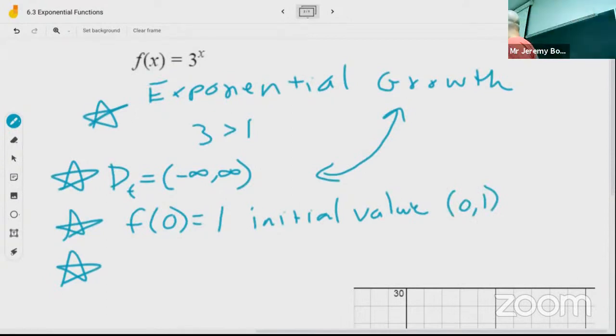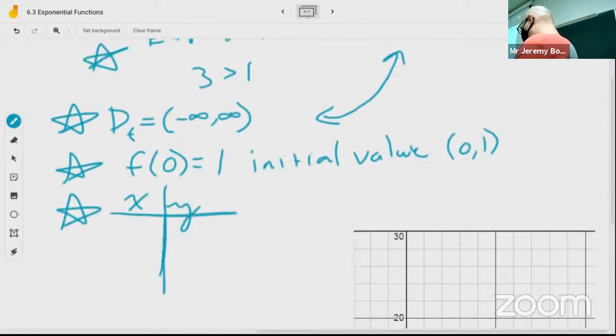What's some other points you think we can do? You want to do x for 2? All right, we can do that. So if x is 2, y is going to be what? 9, because it's going to be 3 raised to the second power, which is 9. We can also do x is 1, which will give us 3. And we can go on. If we raise it to the third power, it should be 27. We know we get the 0, 1 already. What other point should we use?